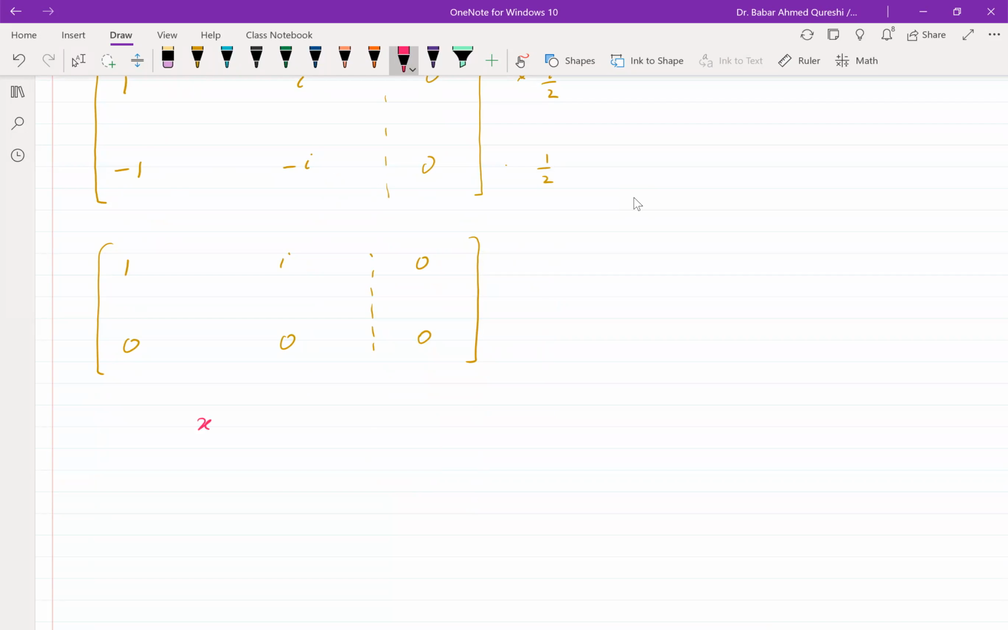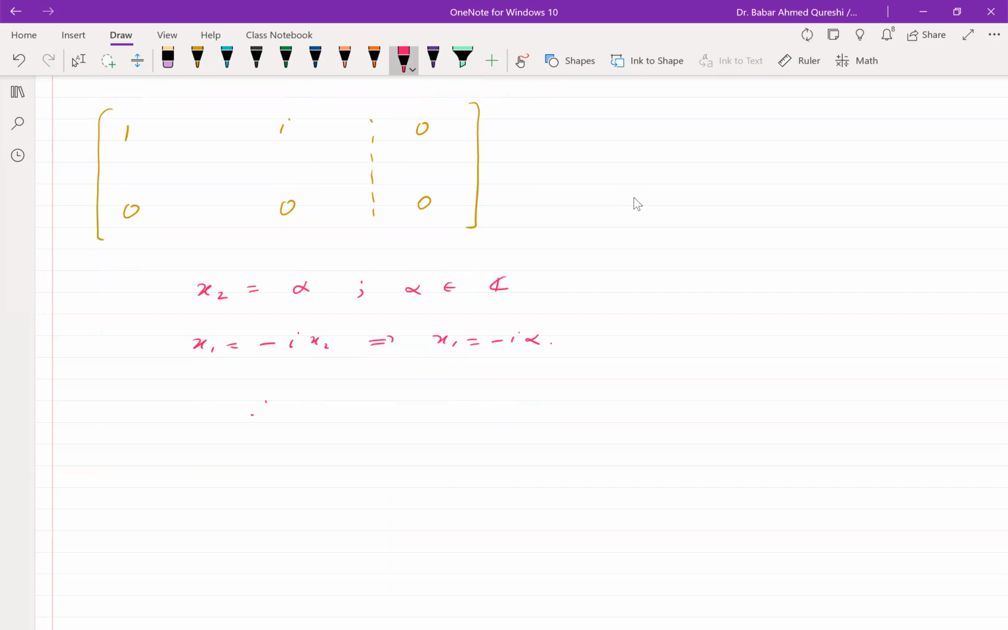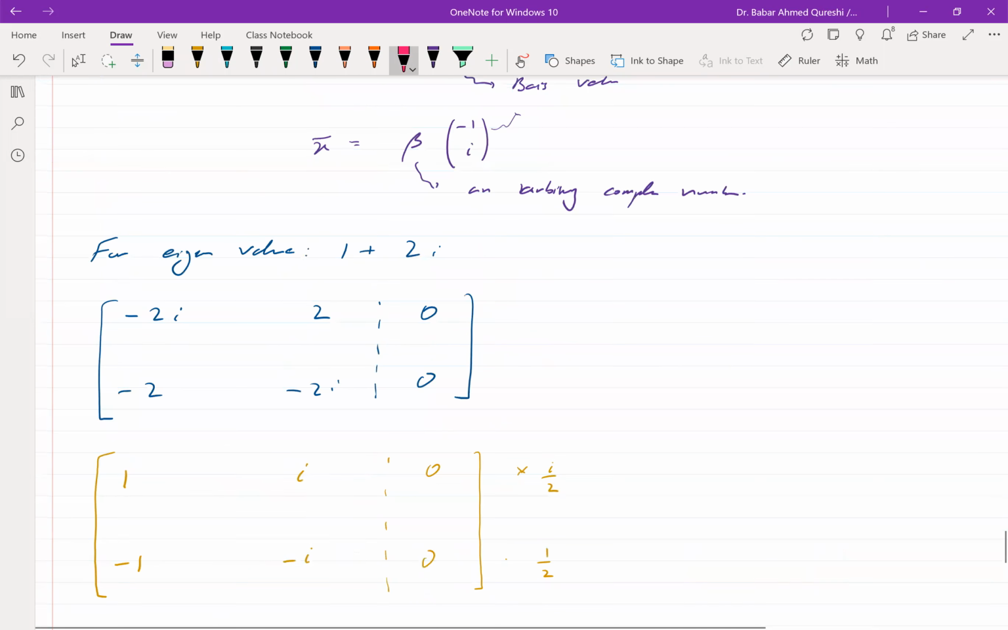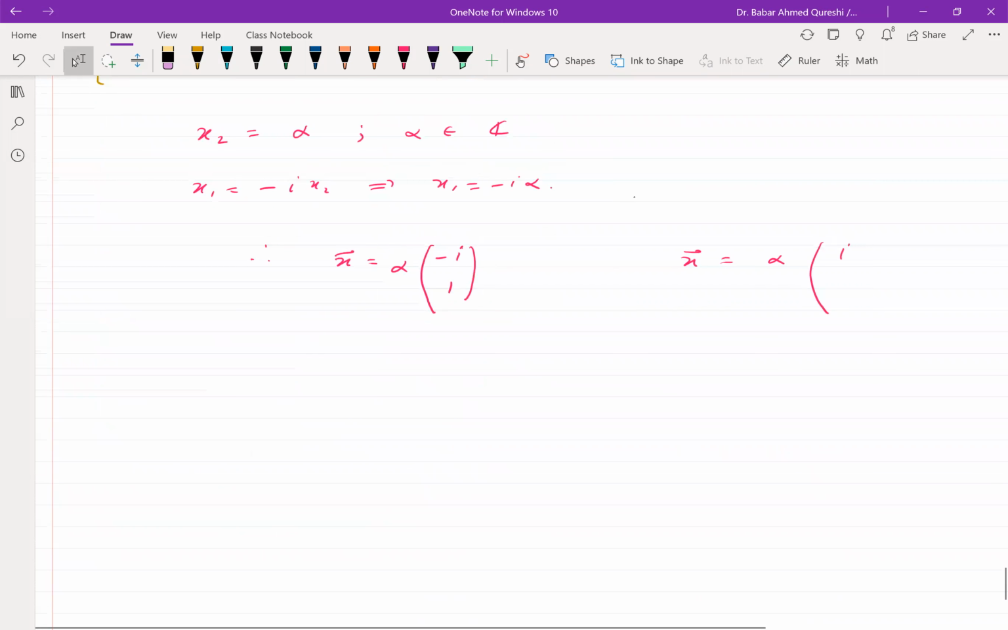So again, x2 is free. I don't have to say R, it belongs to C. And x1 is minus iota x2. So x1 is minus iota alpha. Therefore, the eigenvector is of this form. The previous one was iota, 1. And this one is minus iota, 1. And they are linearly independent. You cannot get from here to there by multiplying with any number.